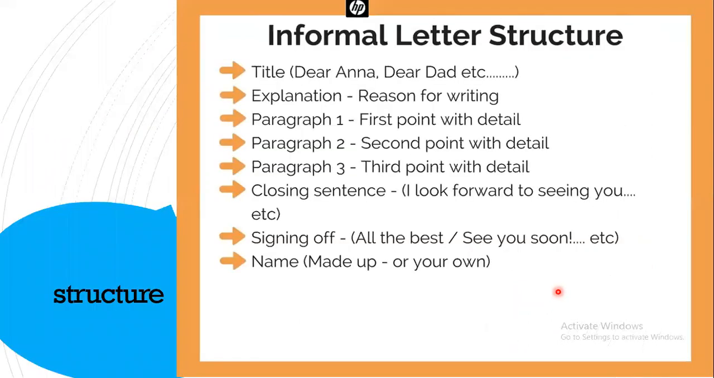Now let's come to the structure of the informal letter. We were talking about the parts of the formal letter. Now let me tell you what is the structure you have to copy. You have to keep in mind while you're writing an informal letter. First of all, the title that we have already discussed, that is the salutation. Don't forget to write it after the address. Then in the explanation, you have to write down the reason for writing. Why are you writing it? What is the reason? Was it for inviting someone? Was it for thanking someone? Or it could be any reason.